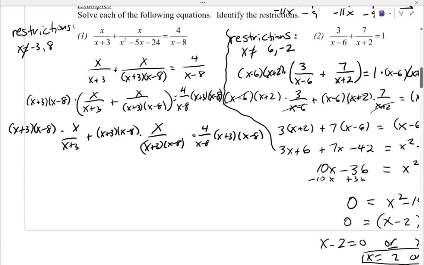Now we can start canceling, start dividing things out. In the first part, what divides out? X plus 3 goes away. How about the second part, what goes away? Yeah, the whole thing goes away, right? And on the right-hand side, x minus 8's go away. Good. So we have x times x minus 8 plus an x equals 4 times x plus 3.